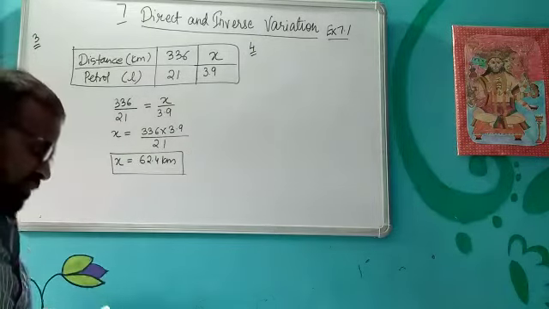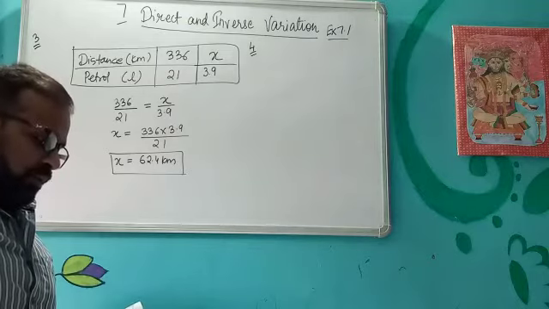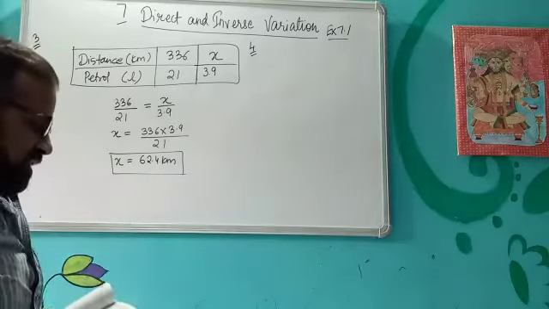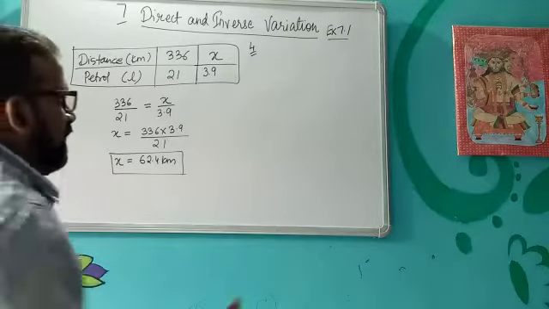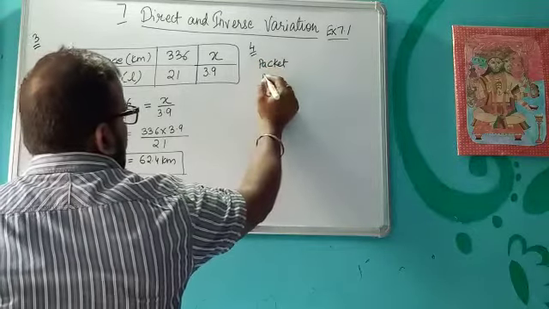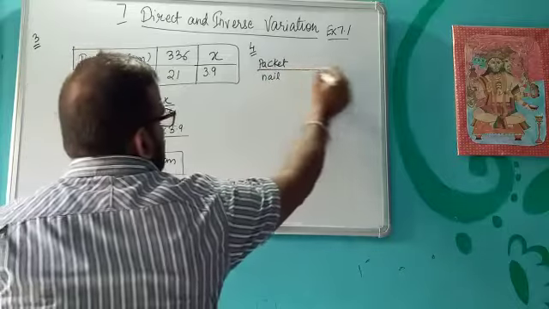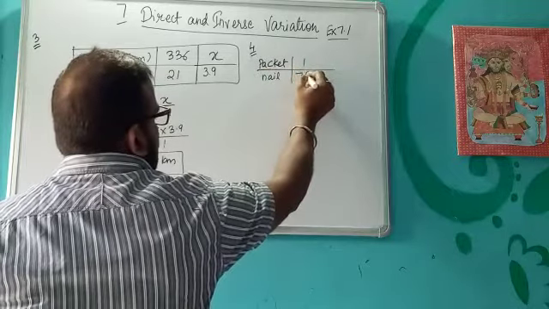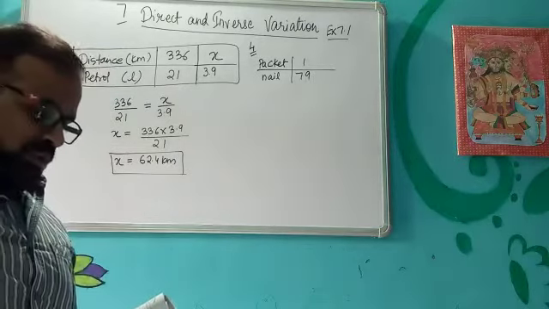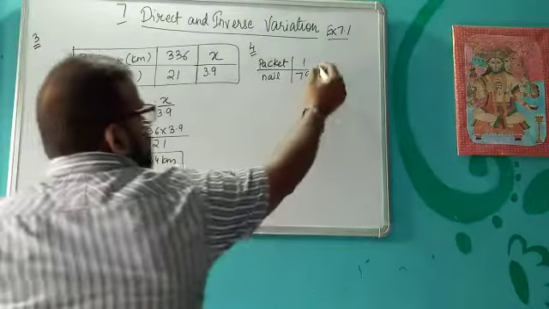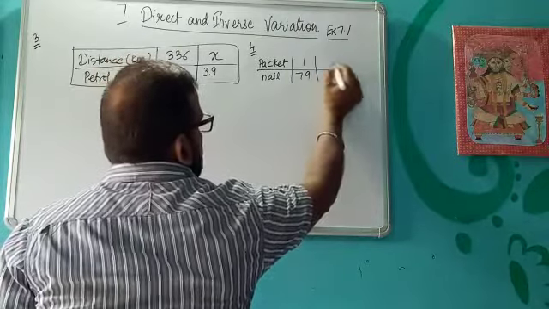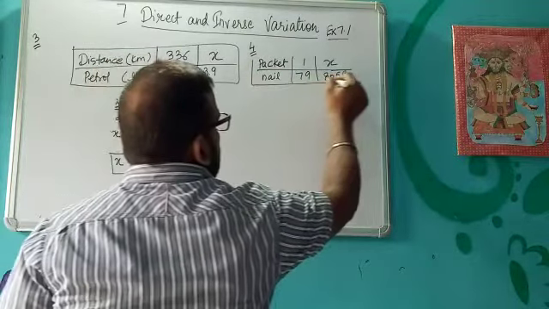Then the fourth one: a packet of nails contains 79 nails. So a packet means one packet and nails are 79. In that case our variables will be packets and nails. So when one packet is there, 79 nails are there. And how many packets should be bought in order to get 8058 nails? So when 8058 nails are there, we have to calculate the number of packets.